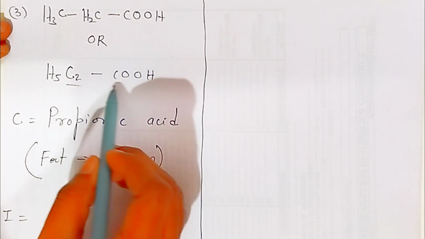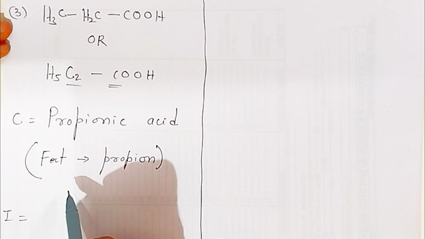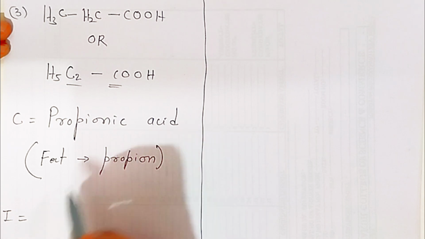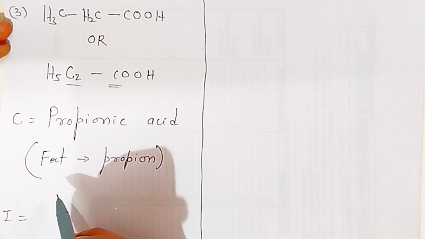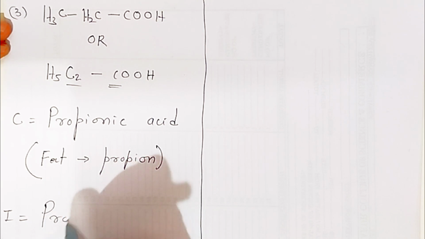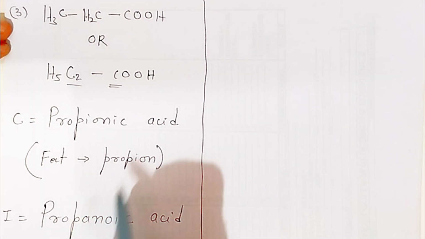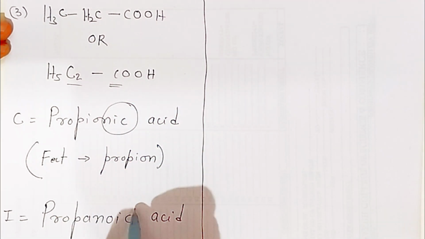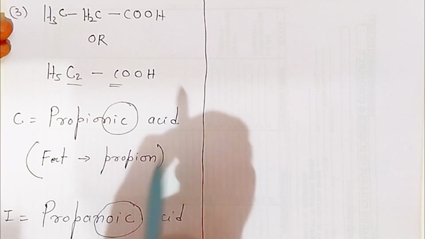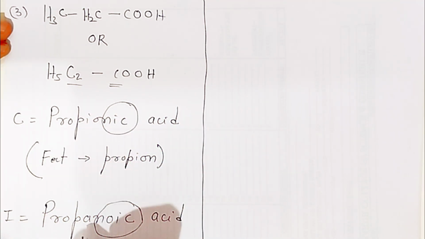Since it is containing a total of 3 carbon, we call it propanoic. This hydrocarbon is containing 3 carbon, so it is derived from propane. The E of propane I am going to replace by oic. So now see the difference, students: here it is oic, here it is noic. So this is propanoic acid and this is what? Propionic acid. Understanding students?